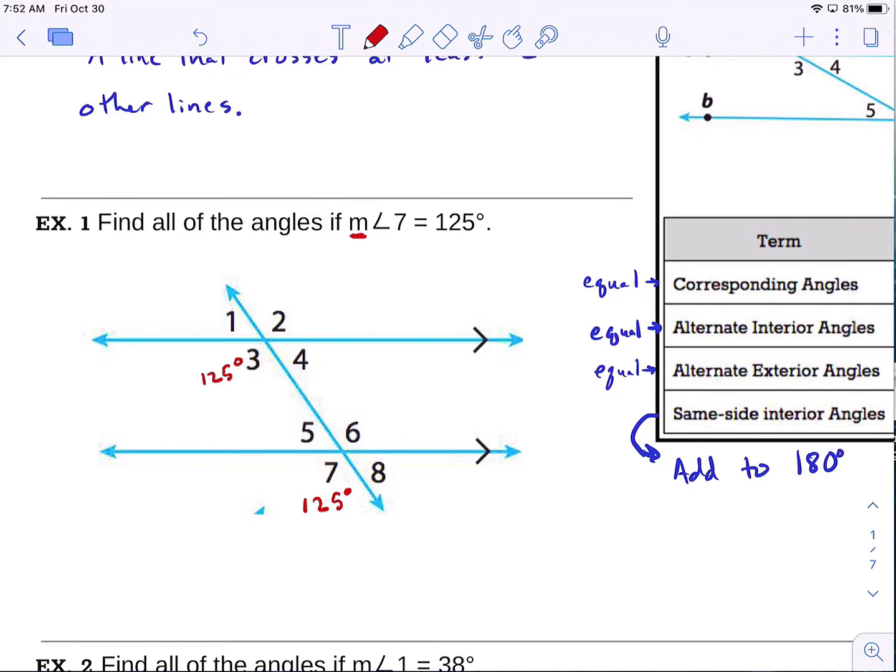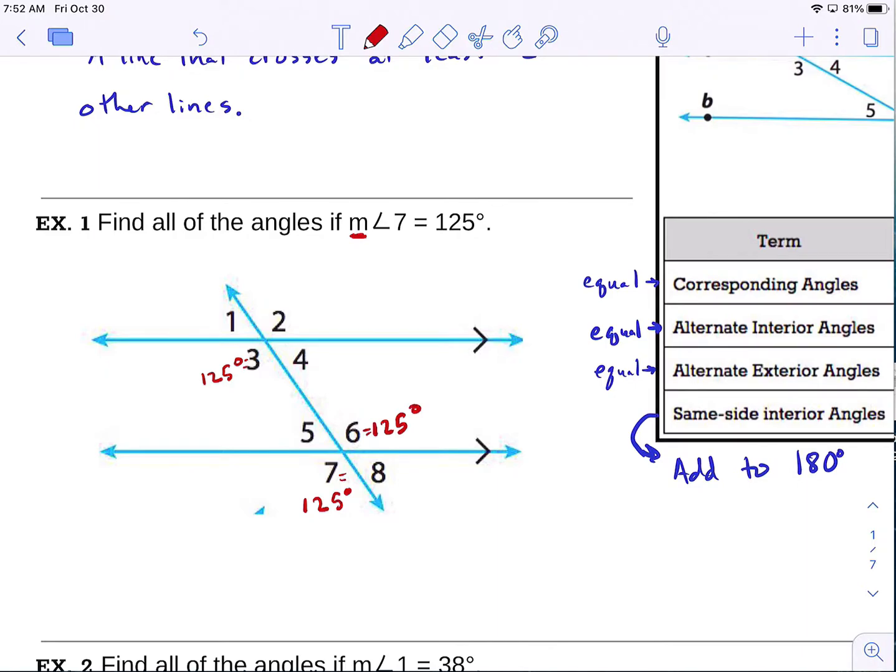Okay, next word, alternate interior angles. So if I go on the inside, in here, alternate interior, I know angle 3 is 125. Its alternate interior angle is angle 6. And those have to be equal, so angle 6 is 125 degrees as well.